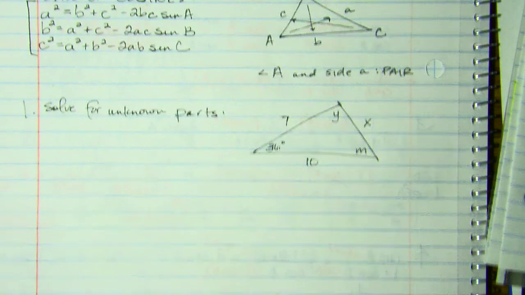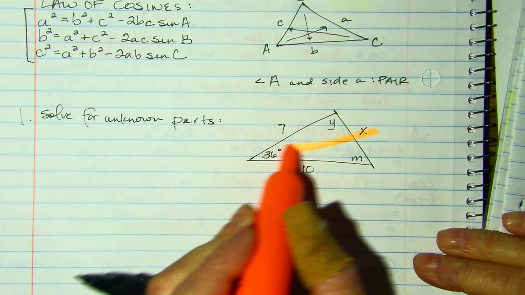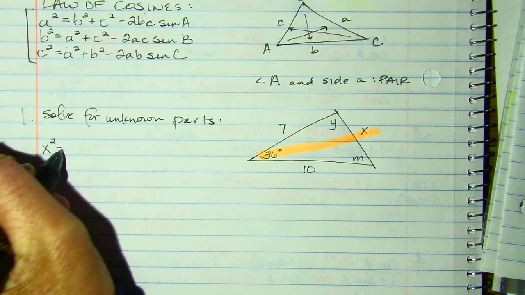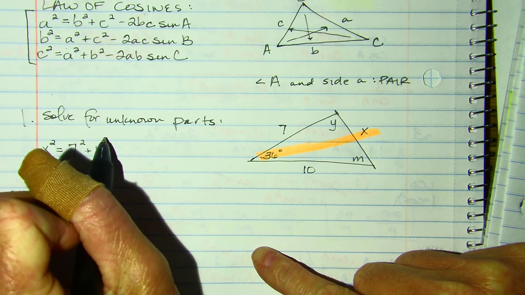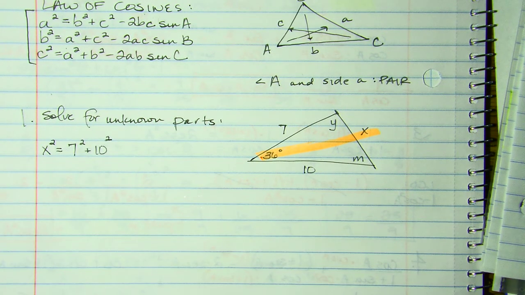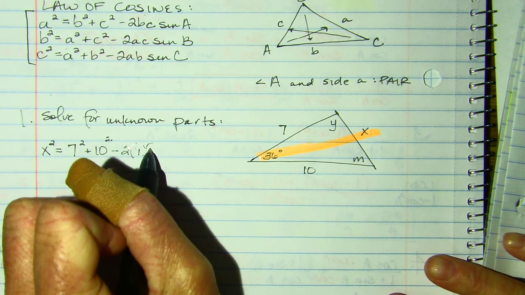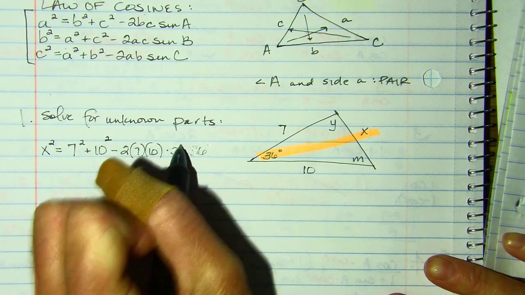All right, so in this problem, I do not have a pair. I do not have an angle that is across from a known side. So I'm going to have to use the law of cosines. And so I'm going to use the law of cosines for this pair here. So X squared will be equal to the other two sides squared, and it doesn't matter what order you write it. You could write 7 squared or 10 squared first. It's up to you. Minus 2 times the two sides you just wrote times the cosine of the angle across from X.